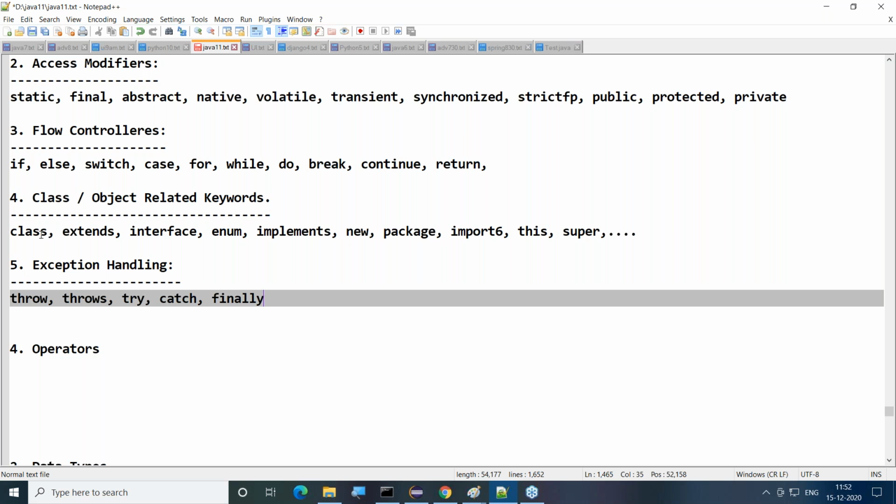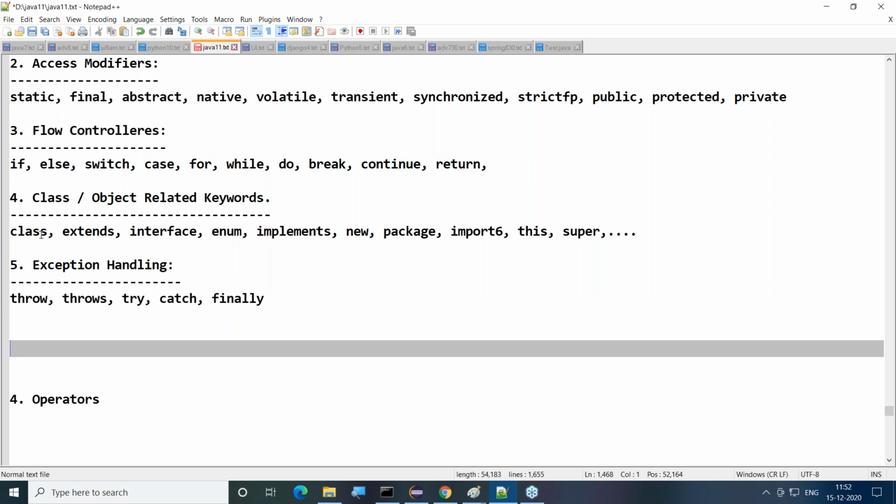Right, sir. Now these are the various keywords which are available in Java. We can understand it now. Most keywords I covered, sir. If any one or two are remaining, in the future we are going to cover them. Try, catch, finally, these are also exception handling related things. Understand it clearly.